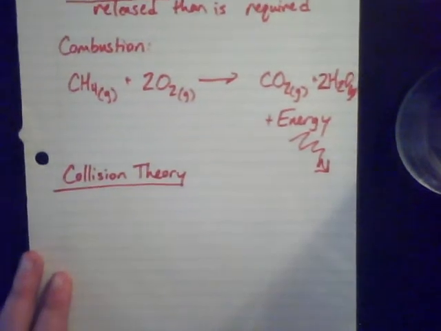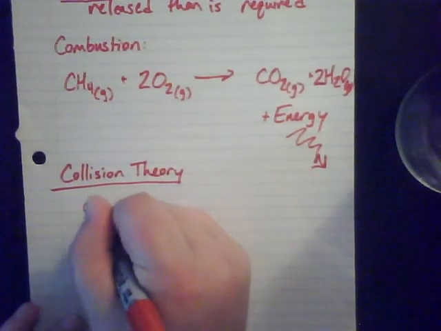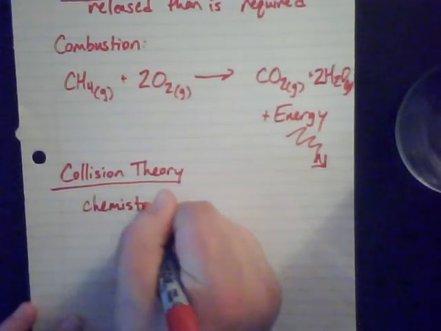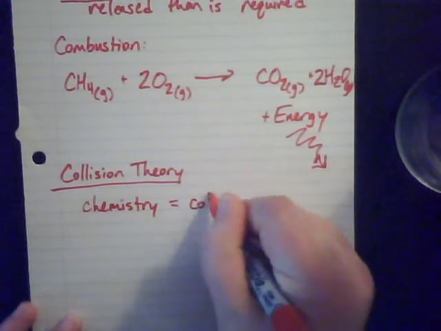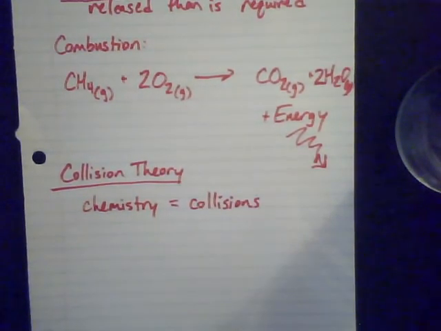Collision theory says that all chemistry occurs because of the collision between molecules. So I'm just going to summarize that as chemistry equals collisions. Chemistry and chemical reactions are due to the collision between molecules, and these collisions will hopefully give sufficient energy to break apart chemical bonds, and then they can reform in a lower energy configuration and release their energy, and that's kind of our chemical reaction.